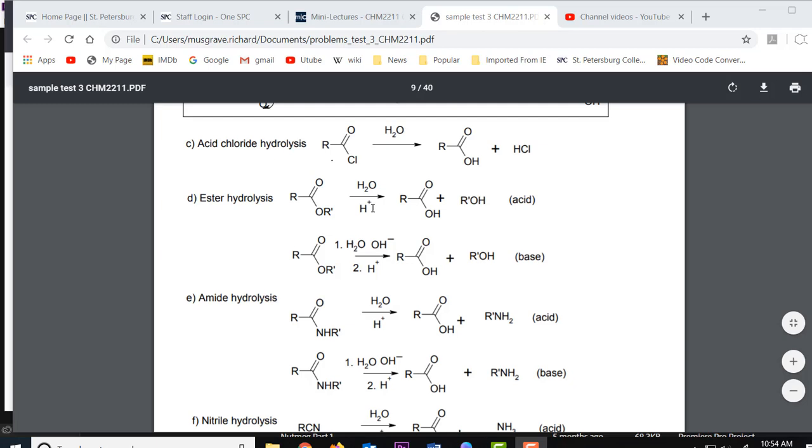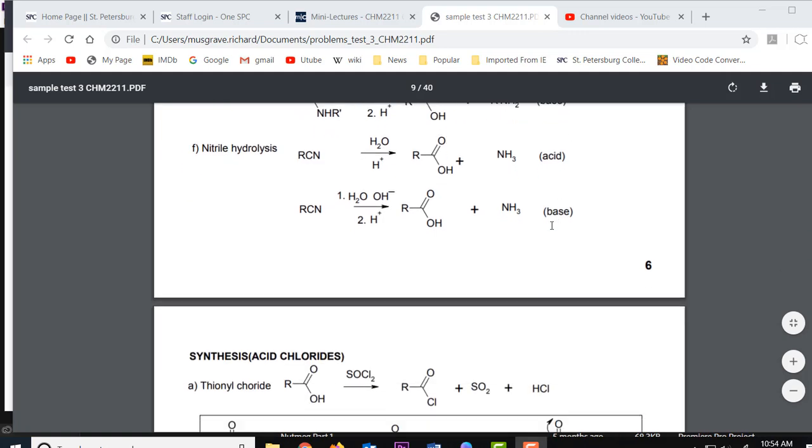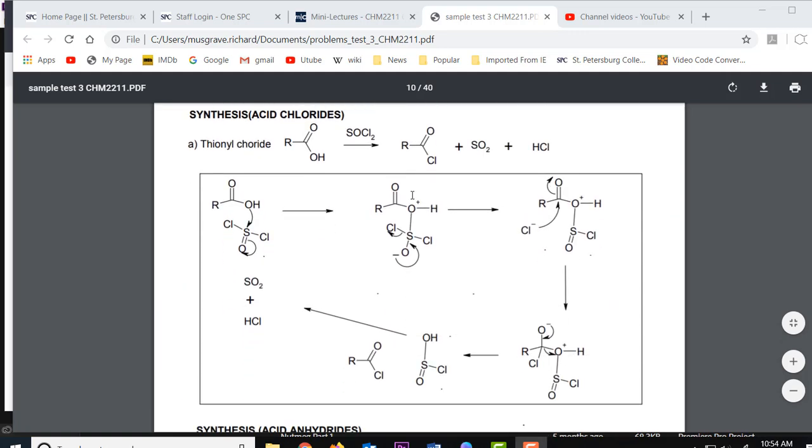And what classifies this as being acidic is going to be the H+. What classifies this as being basic is, in the first step, something negative being present. So you can see anything with acid or base is going to be acidic or basic, as I said earlier. Thionyl chloride, that's going to be an oddball.